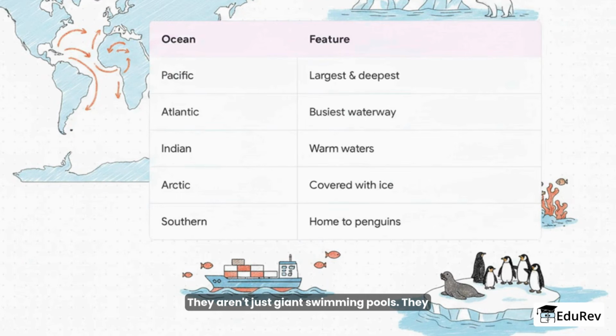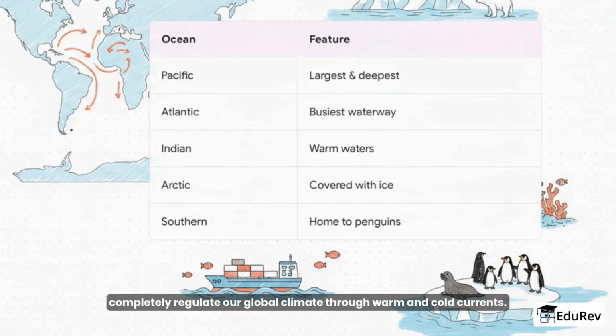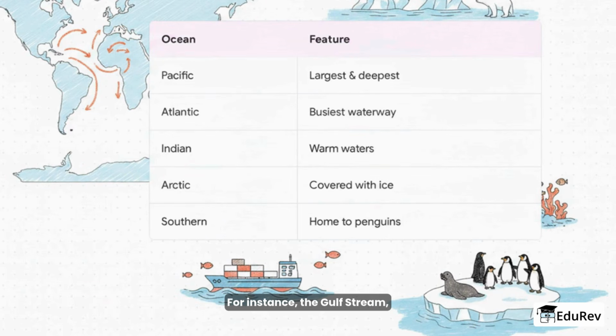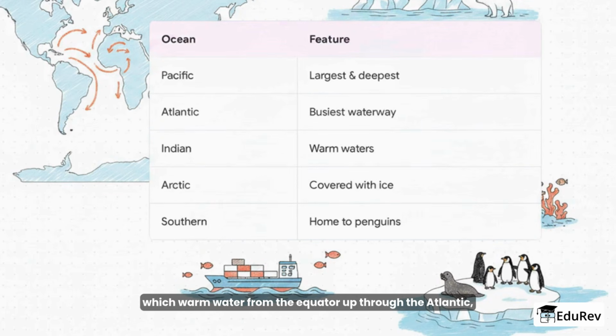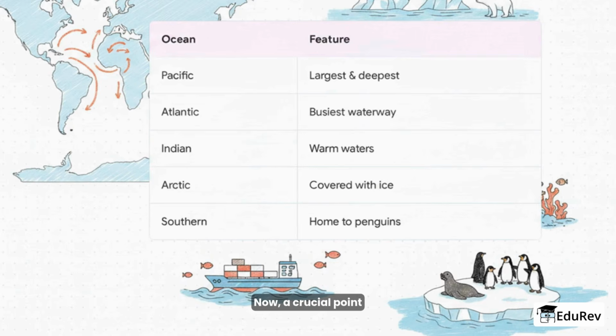They aren't just giant swimming pools. They completely regulate our global climate through warm and cold currents. For instance, the Gulf Stream carries warm water from the equator up through the Atlantic, which is literally the only reason a place like the UK stays surprisingly warm compared to other places at the exact same latitude. Then you have the Indian Ocean, which is vital for trade and biodiversity, while the Southern Ocean encircles Antarctica, providing a critical home for penguins and seals.